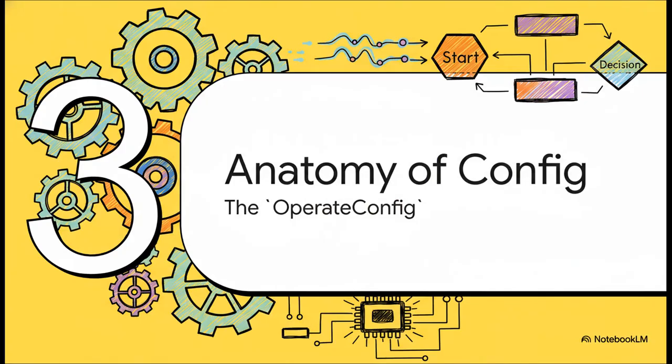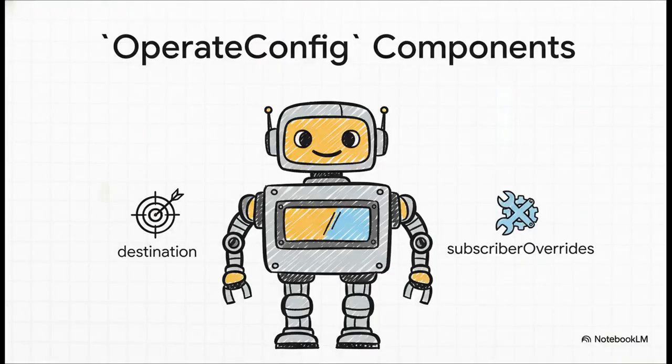So how does it actually pull this off? Well, let's pop the hood and look at the configuration object you give it, which is called the operate config interface. It's actually really simple. This config object just needs two main things from you. First, a destination, which is basically the next subscriber in the line, and second, your subscriber overrides, which is just where you put the custom logic for your new operator.